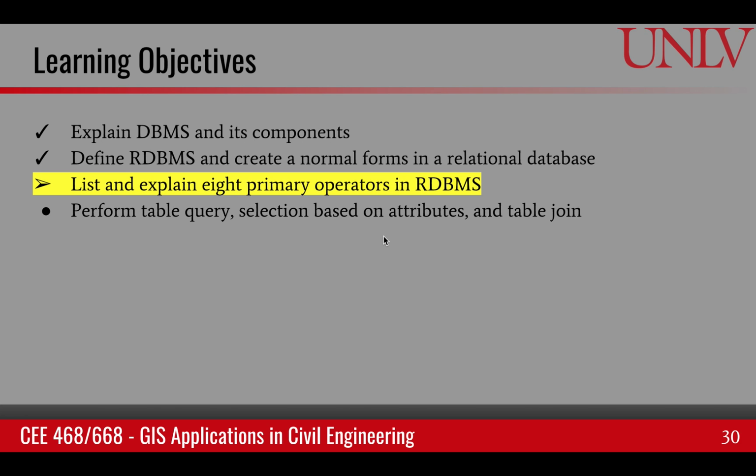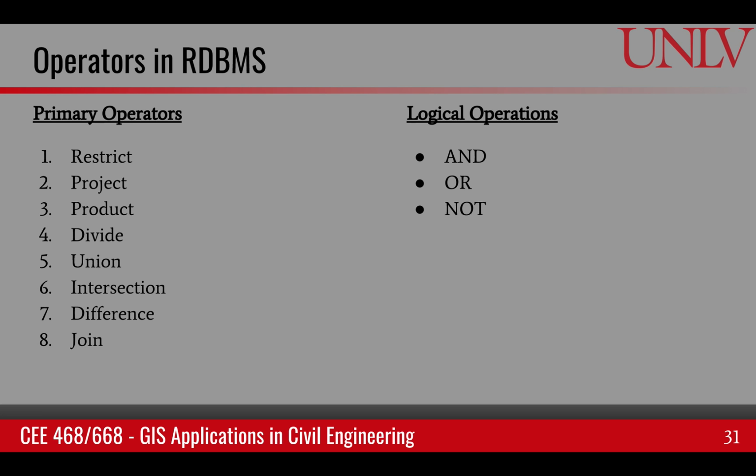This learning objective covers the 8 primary operators in the relational database management system. These 8 primary operators are restrict, project, product, divide, union, intersection, difference, and join.